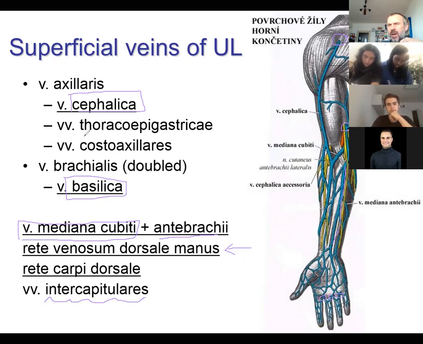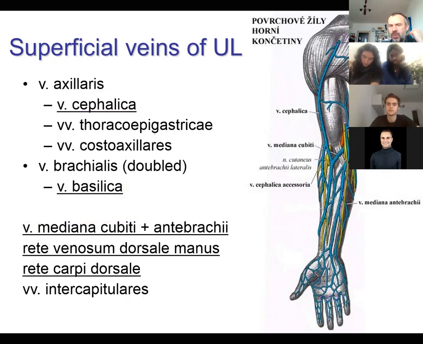New veins for you are these two, costoaxillar and thoracoepigastric. Costoaxillar are smaller veins from the intercostal spaces, first, second, third to the axillary vein. But very important are these superficial veins, thoracoepigastric, which drain the area of the thorax and superior abdominal area, so the hypochondria, into the axillary vein. Yeah, and we will need this in some minutes.